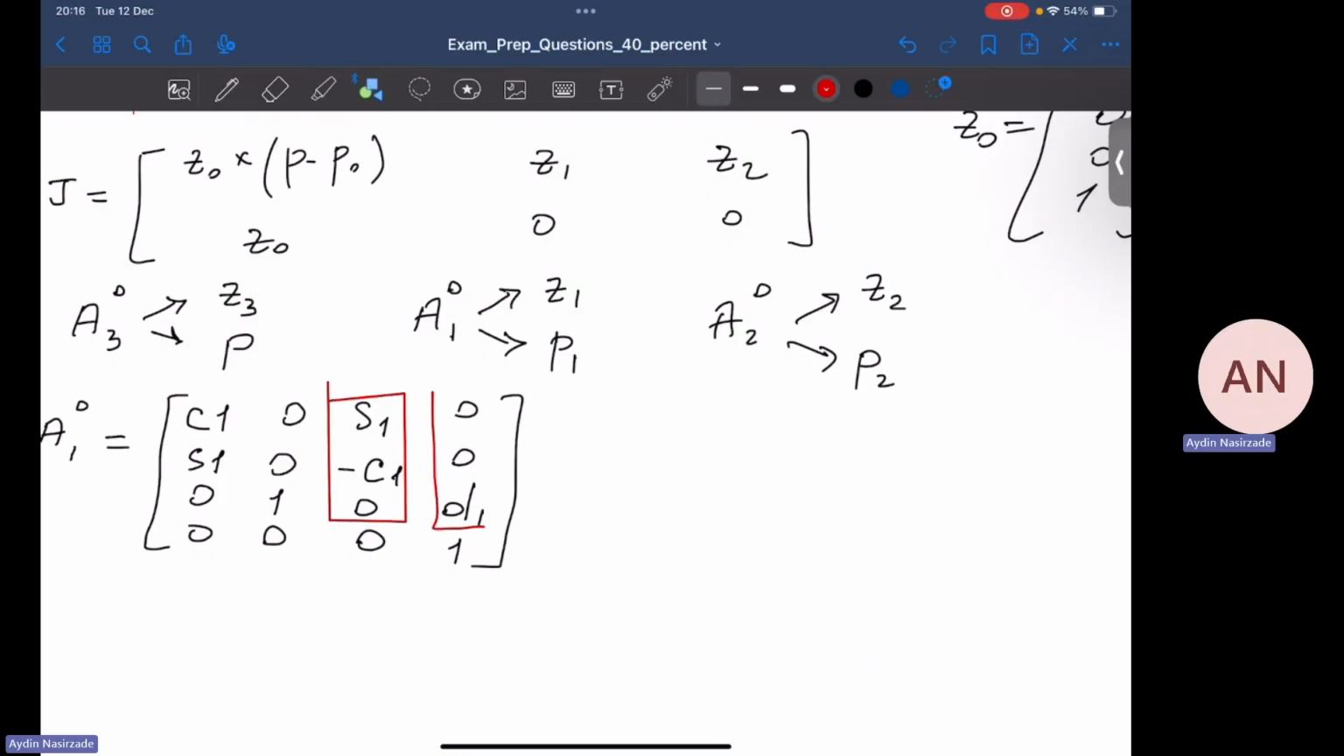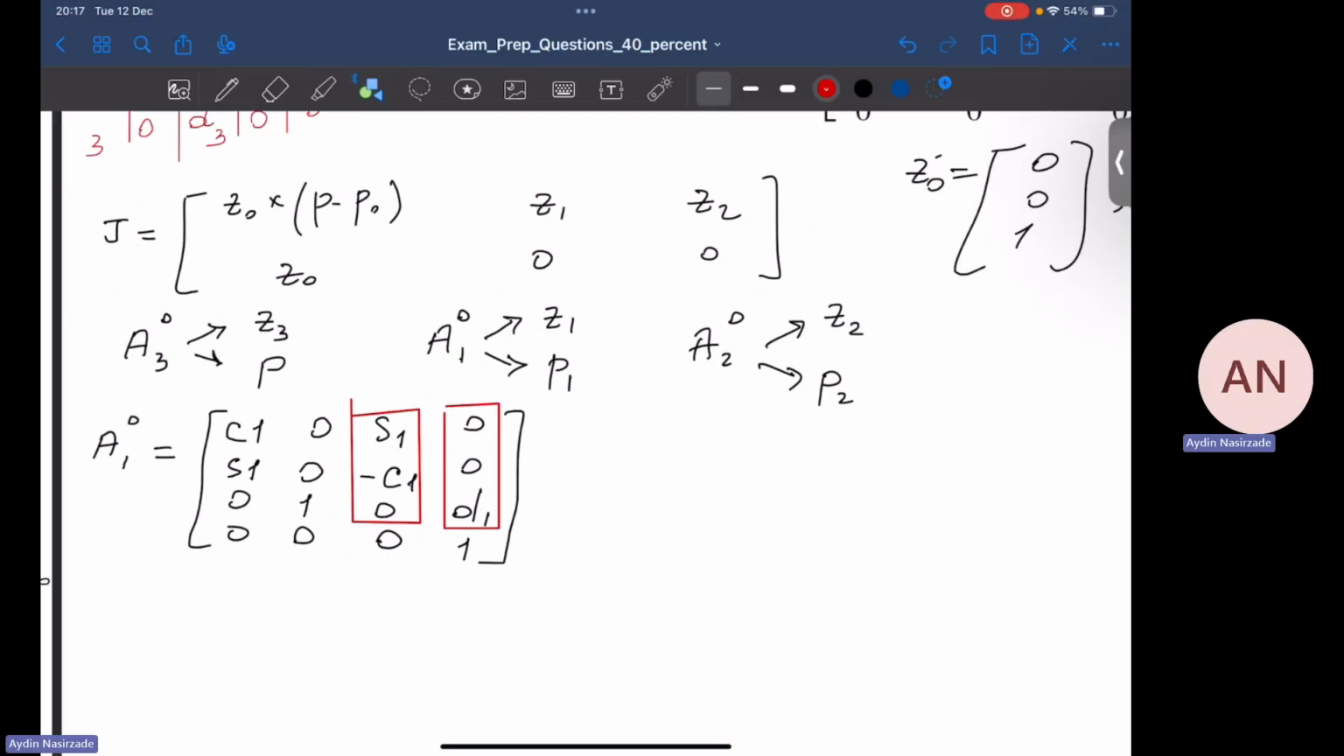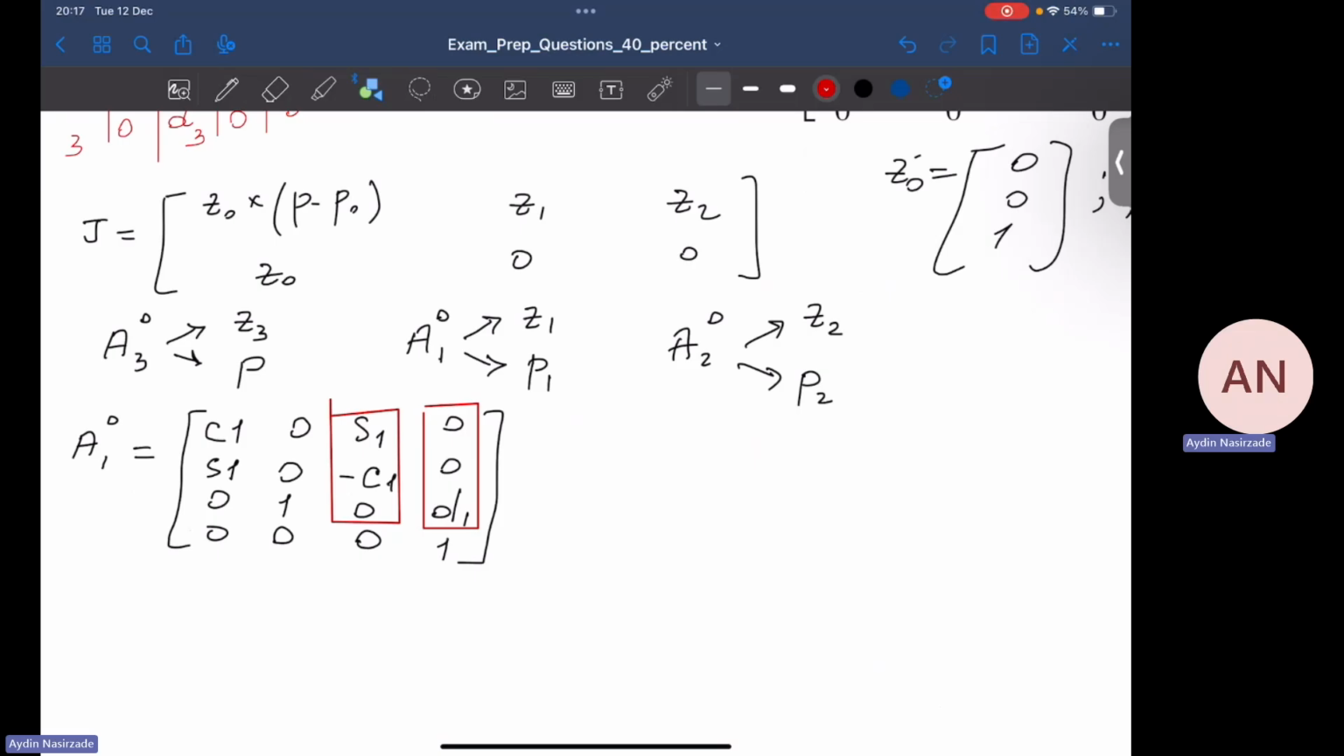Now this is P1, that you have to use in the formula for the Jacobian matrix. So you know Z1 now. This Z1 is this matrix. Okay? So you derive this information from this homogeneous transformation matrix. Z1 is sine of theta 1, minus cosine of theta 1, and 0.